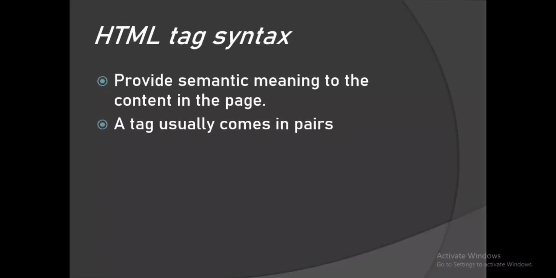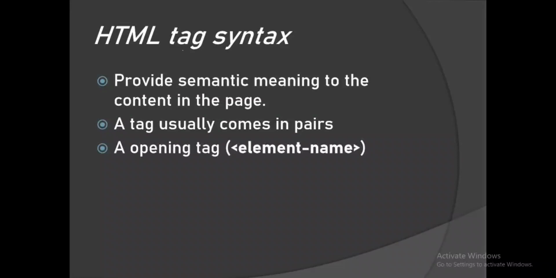A tag usually comes in pairs, so it comes with an opening tag and definitely comes with a closing tag. So every element will end with a closing tag. The opening tag will definitely start with the angle bracket, and then the closing tag will end with a slash in it, which I'm going to explain in the video as we go along.